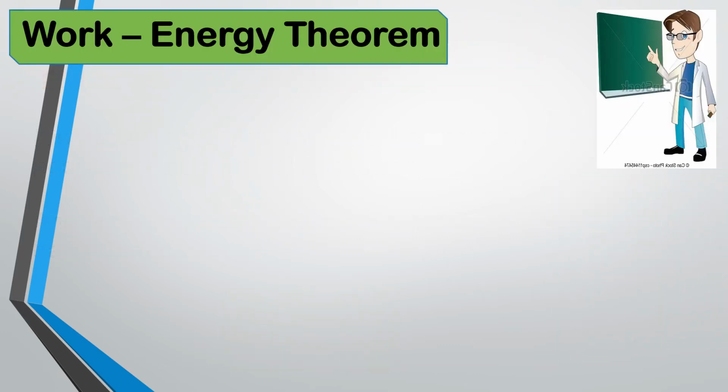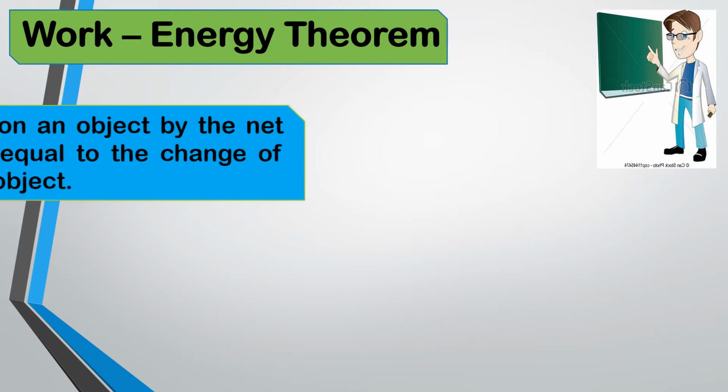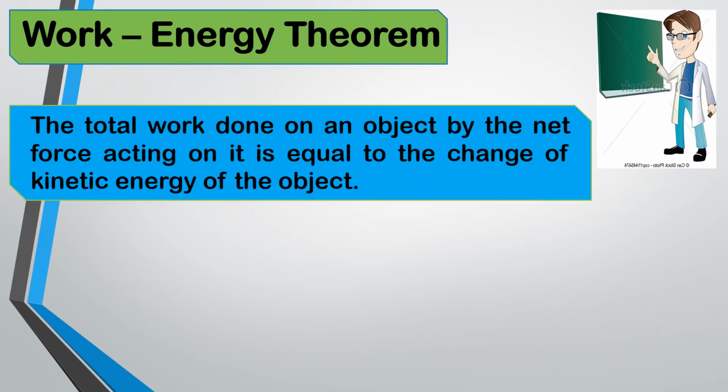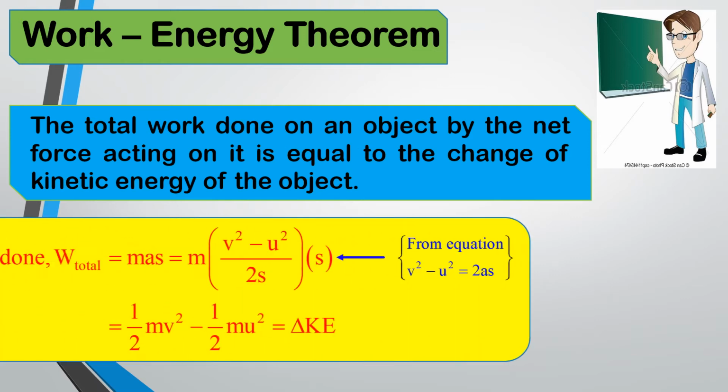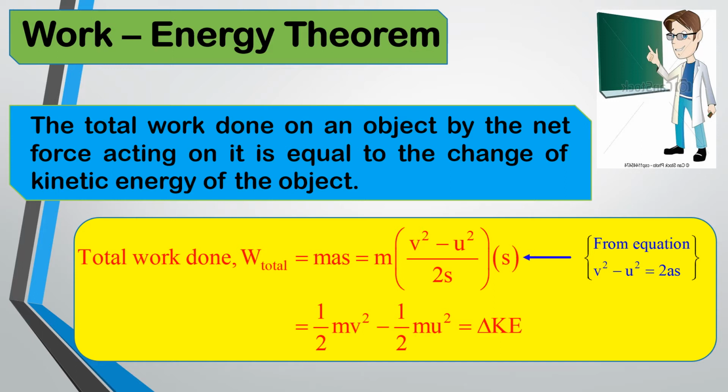Work energy theorem. This theorem connects the total work done with the change in kinetic energy of the object. Work energy theorem tells us that the total work done on an object by the net force acting on it is equal to the change of kinetic energy of the object. The equation for work energy theorem is derived from the equation for total work done. Total work done equals the final kinetic energy minus the initial kinetic energy. Let's look at the following example.